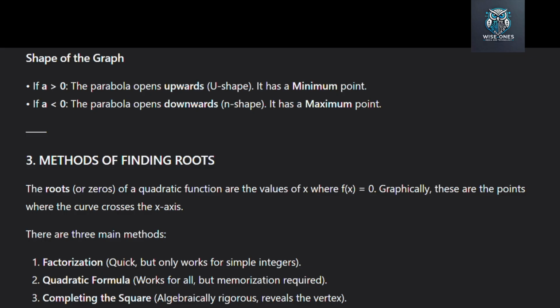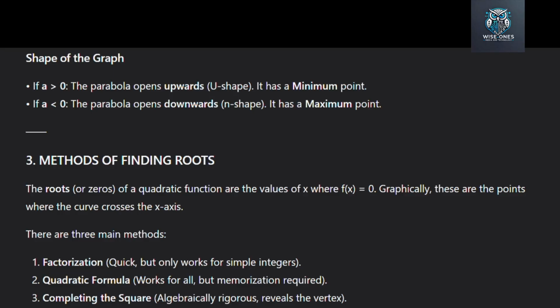If a is less than 0, meaning a is negative, the parabola opens downwards. It looks like an N shape. It looks like a frown. When it opens downwards, it has a maximum point. This is the highest point on the graph. Remember this: positive a is a smile and a minimum. Negative a is a frown and a maximum.